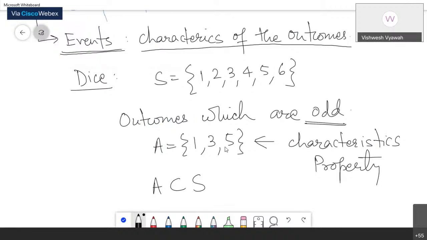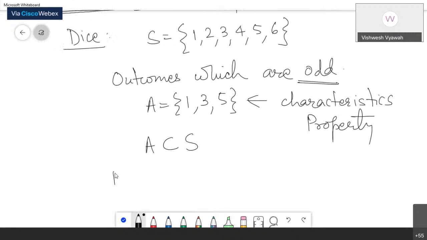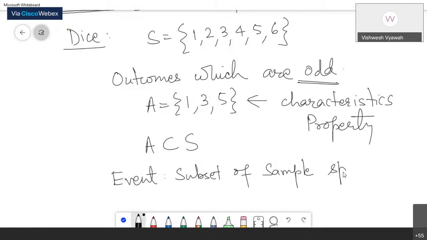A contains 1, 3, 5 which are also present in your S. Okay, so we call A, A is a subset of S. Okay, and we call this A an event. So what is an event? An event is a subset of sample space with certain characteristics.